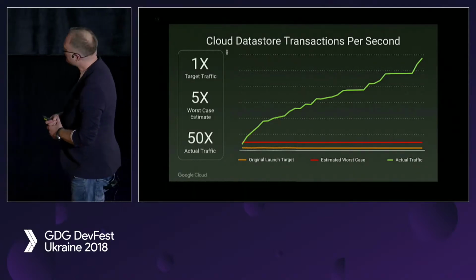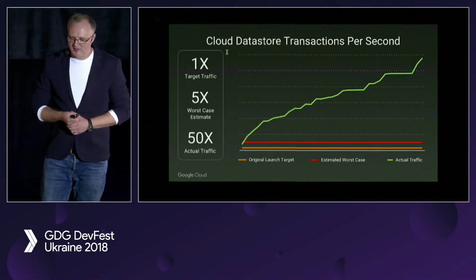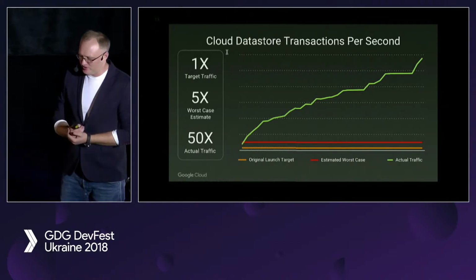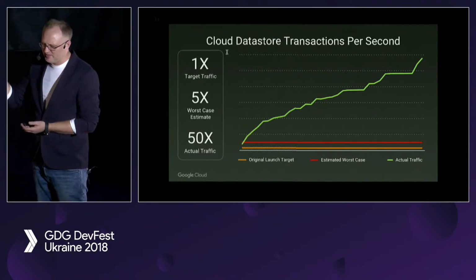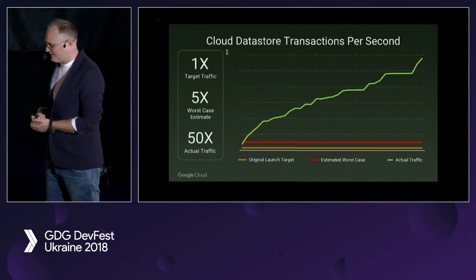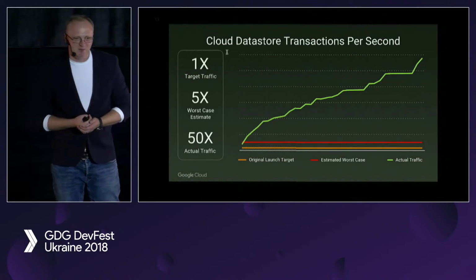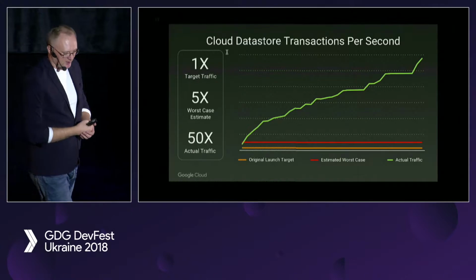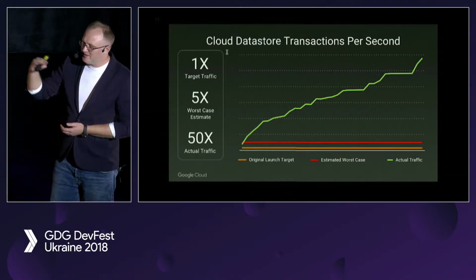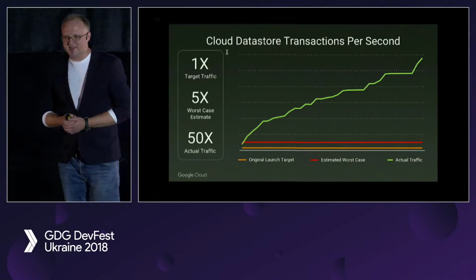So this is a graph of how the company that created Pokemon Go decided to approach this question. They calculated something like a target traffic. You see, it's the lower orange line. Then they said, okay, we should expect much more. Let's think about 5 times more traffic. When they launched, you see the green line. Almost immediately it went beyond even the worst case estimate.